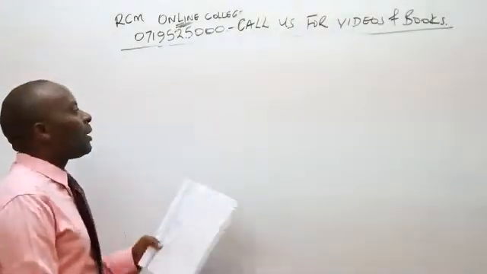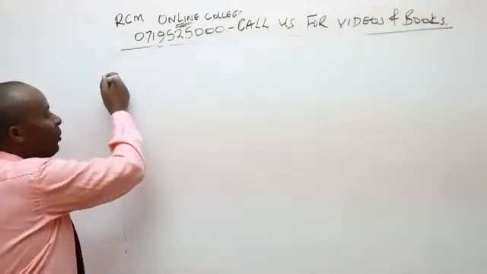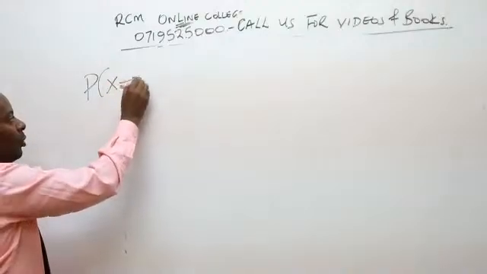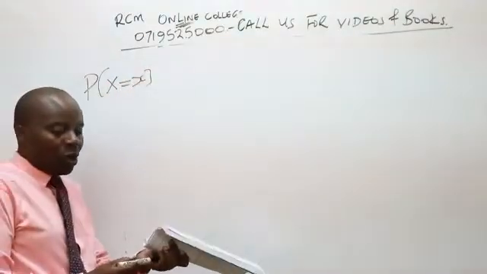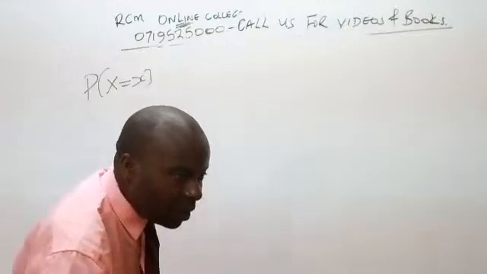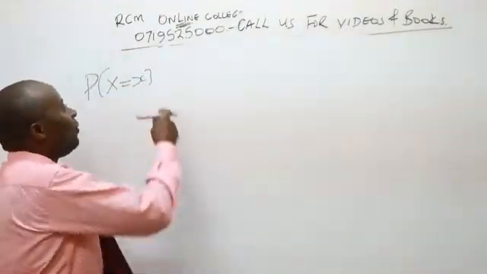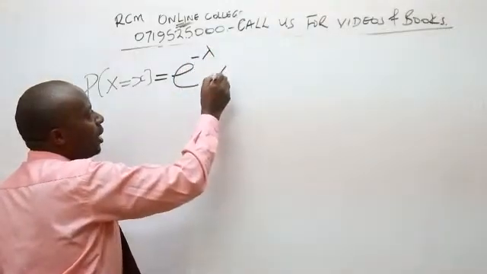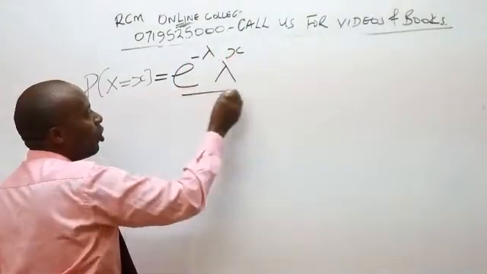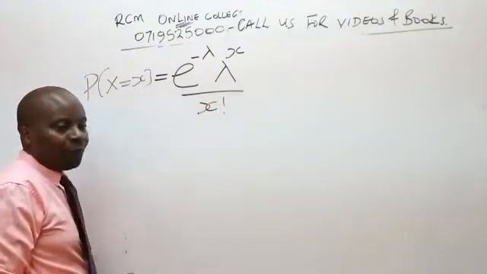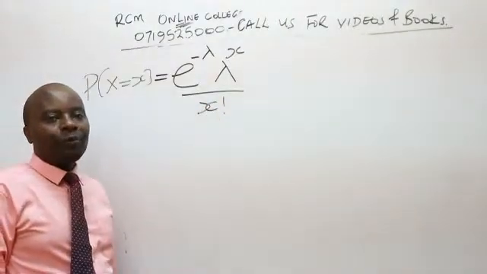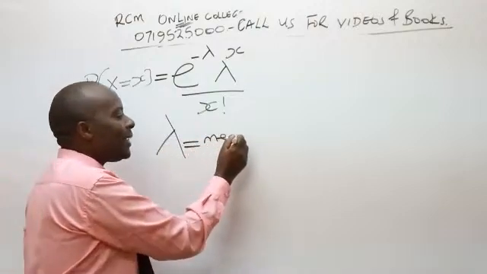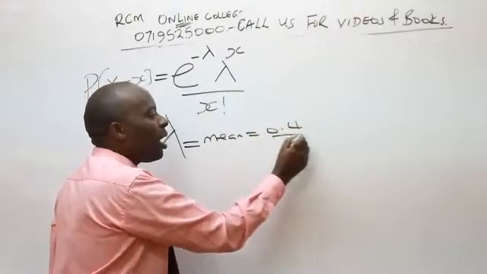So ladies and gentlemen, it's a Poisson distribution. And if it's a Poisson distribution, then the very first thing we need to do is to jot down the formula. Probability of X being equal to x will be, if it's Poisson, e raised to negative lambda, lambda raised to x, all over x factorial. Remember that this lambda is our mean, which has been given to us in the question.